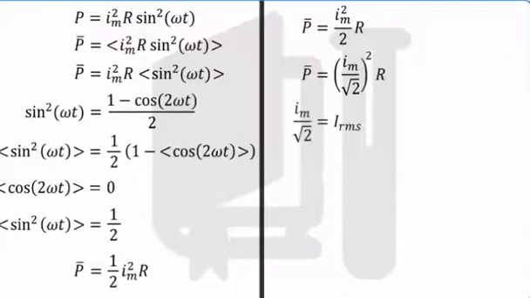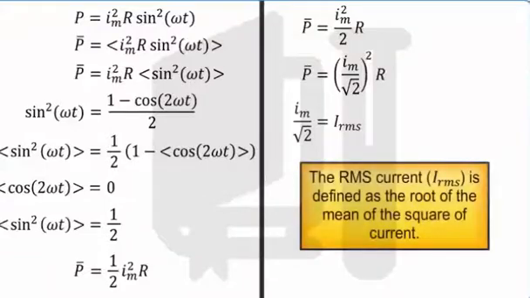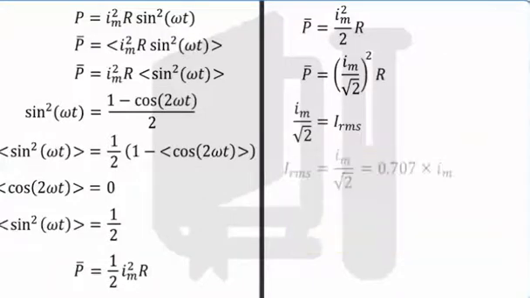This new value of the current is called root mean square. In short, RMS current, denoted by IRMS or effective current. RMS current is defined as the root of the mean of the square of current. For a sinusoidal current, its value is 1 over root 2 times or 0.707 times the amplitude of the AC current, Im. The average power dissipated by any form of AC current in a resistor is IRMS square R.